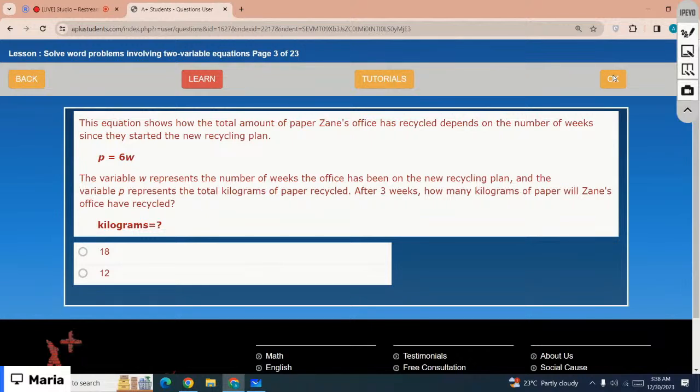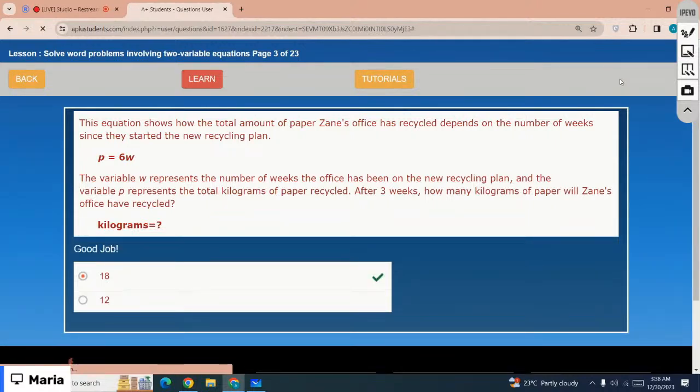The correct option is yes, it is 18. We have to replace the variable W with 3, and 6 times 3 equals 18, right?